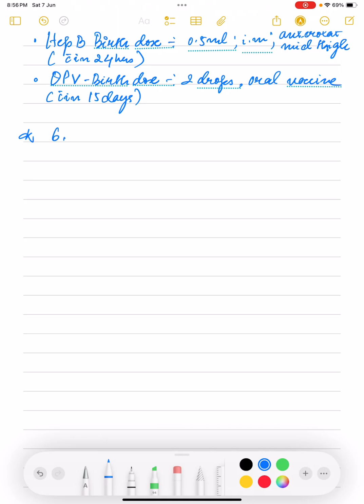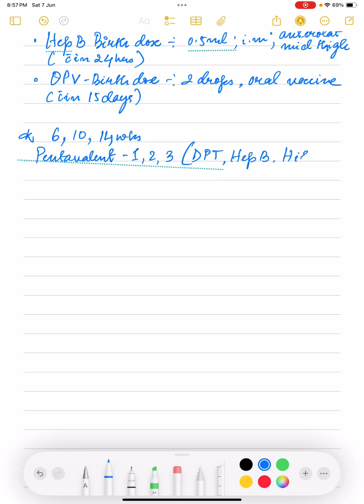Next we have 6, 10 and 14 weeks. Now the vaccines I am going to talk about have 3 doses. First dose given at 6, second at 10 and third at 14 weeks. Now the first is pentavalent. Now what does pentavalent vaccine have? 1, 2 and 3 doses. It constitutes DPT, Hep B and HIB vaccine. Okay.